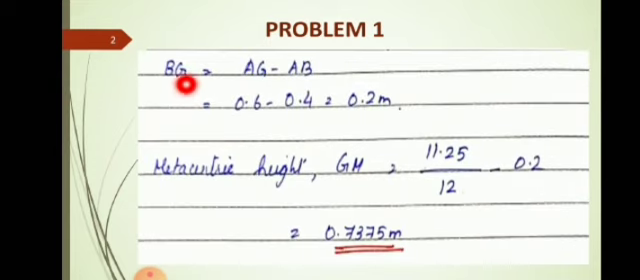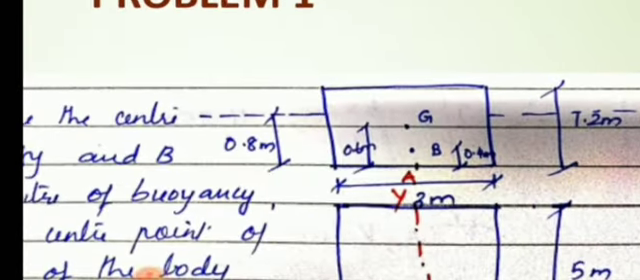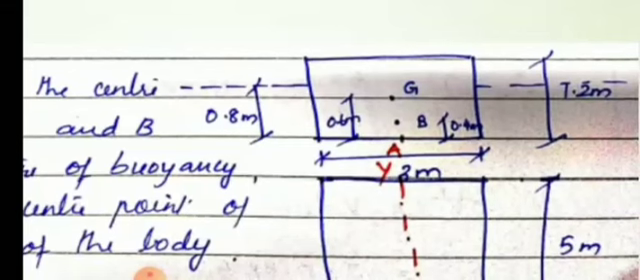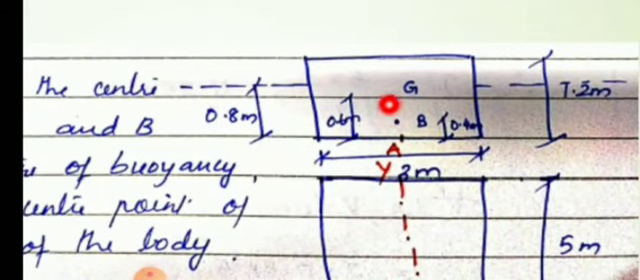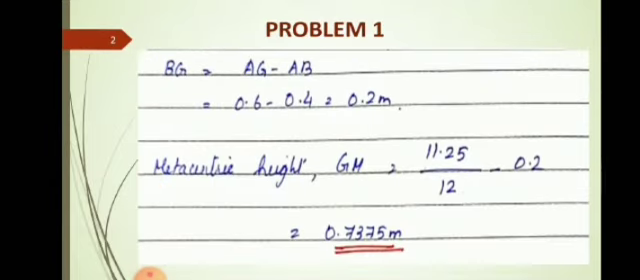Now BG, as you can see from the figure, BG distance will be equal to AG minus AB. That will give you BG. So BG is equal to AG minus AB. AG is 0.6 meter, which is the center of gravity of the whole body, and AB is 0.4 meter, which is the center of gravity of the immersed portion. So the difference is 0.2 meters. So BG value is 0.2 meters.